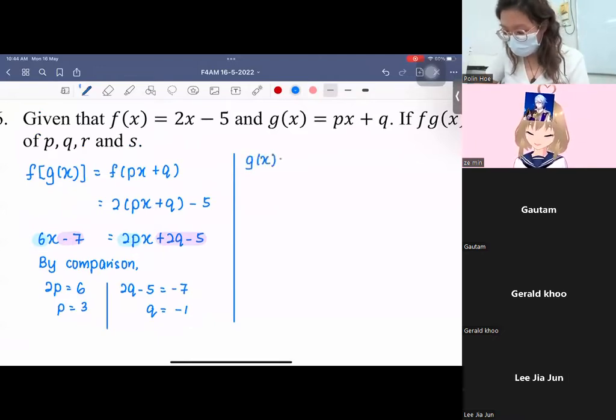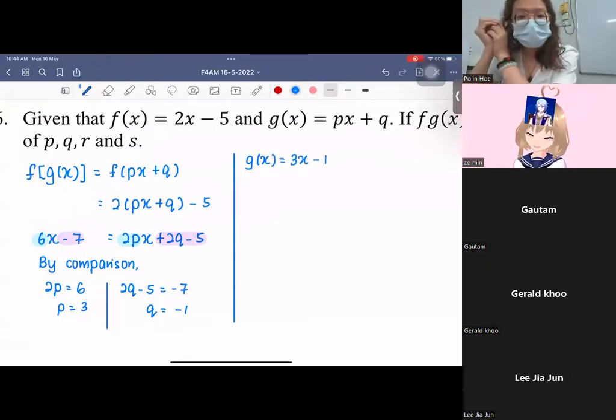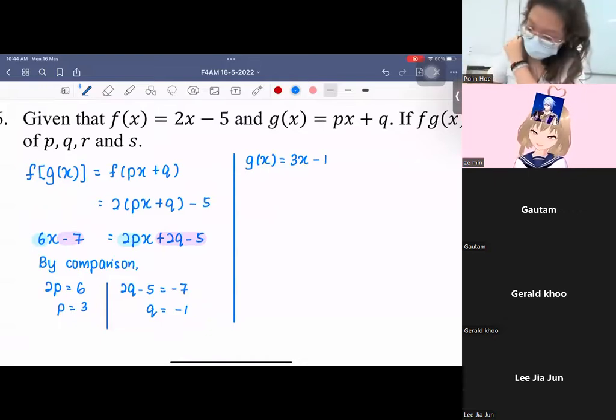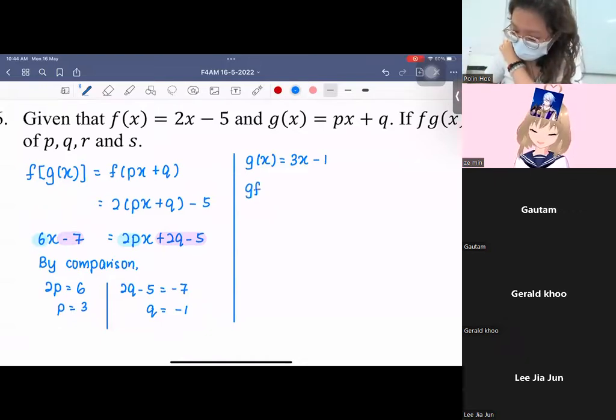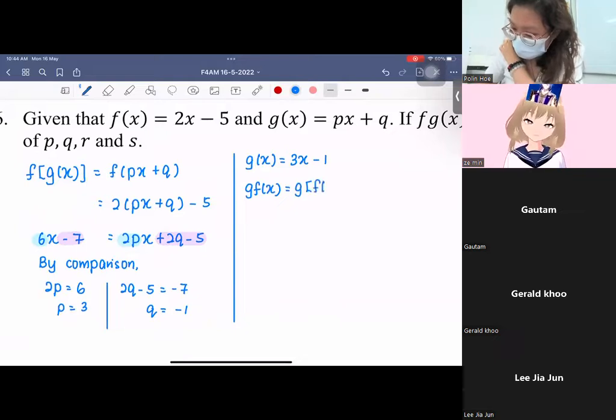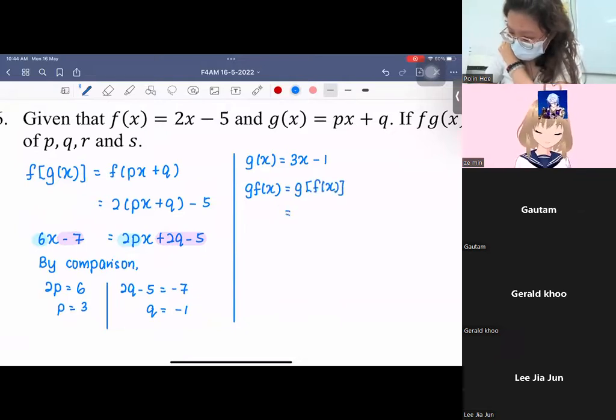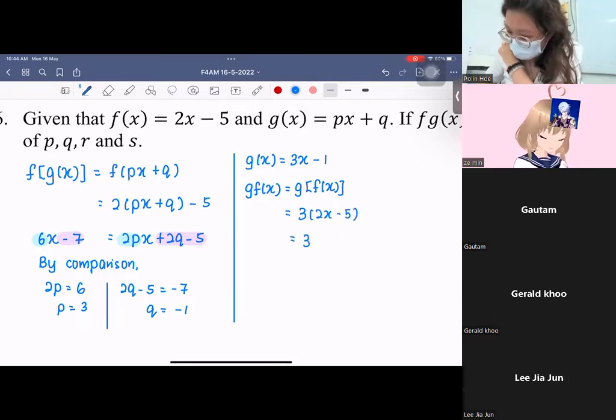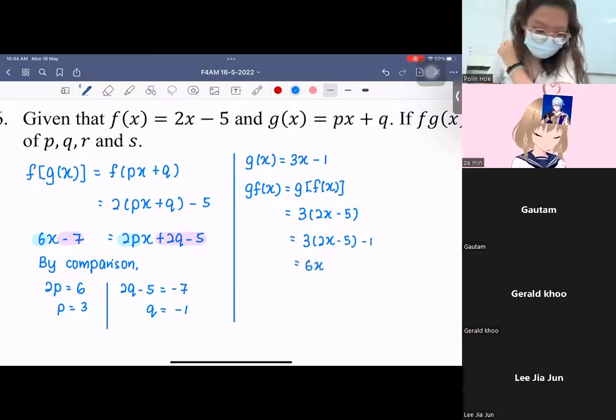g(x) is now equal to 3x - 1. And then now gf(x) equals g of 2x - 5, which is 3(2x - 5) - 1, so 6x - 16.